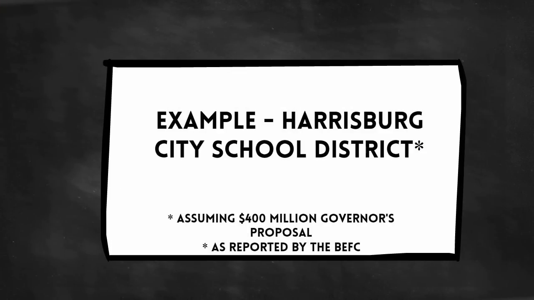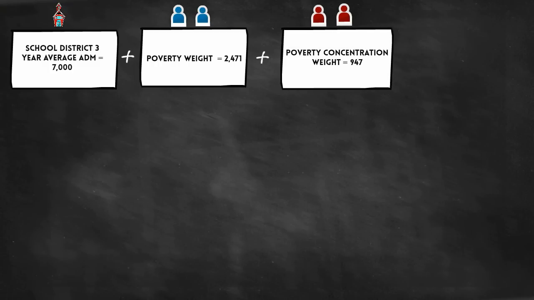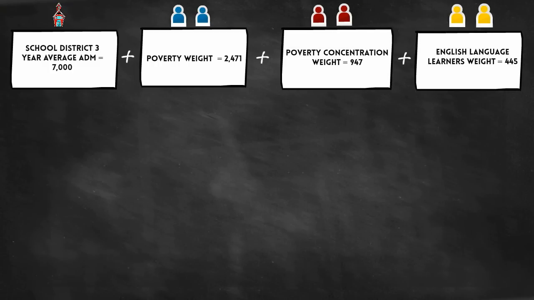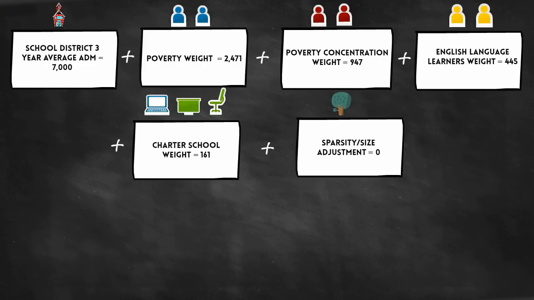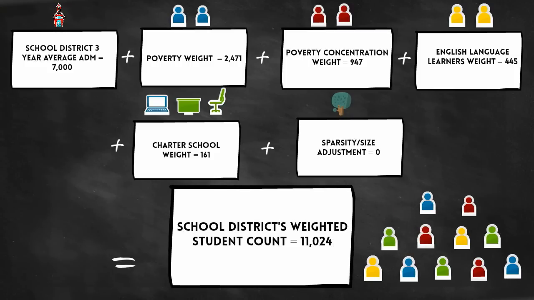We'll be looking at the Harrisburg City School District, and for this example, we will use the governor's $400 million proposal for basic education funding. First, we take Harrisburg's 3-year average ADM. Then we add in their poverty weight, poverty concentration, English language learners, charter school weight, and finally, we add in the sparsity and size adjustment. All of this equals the district's new weighted student count.